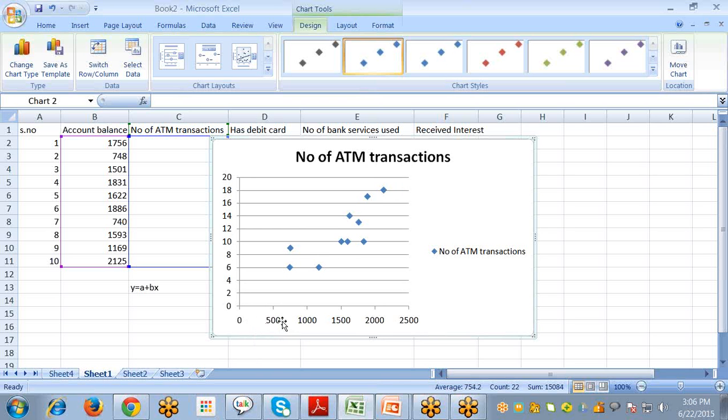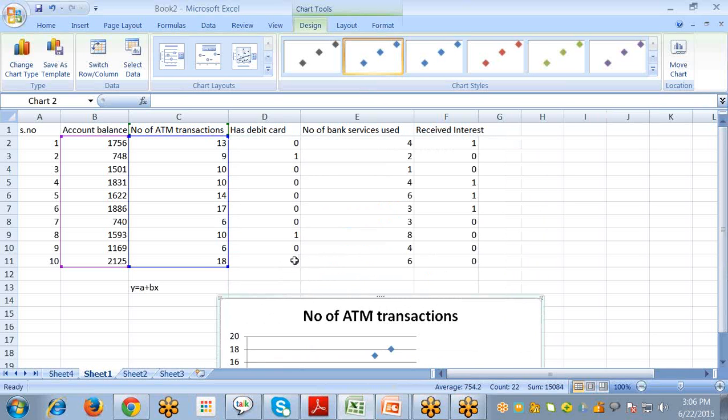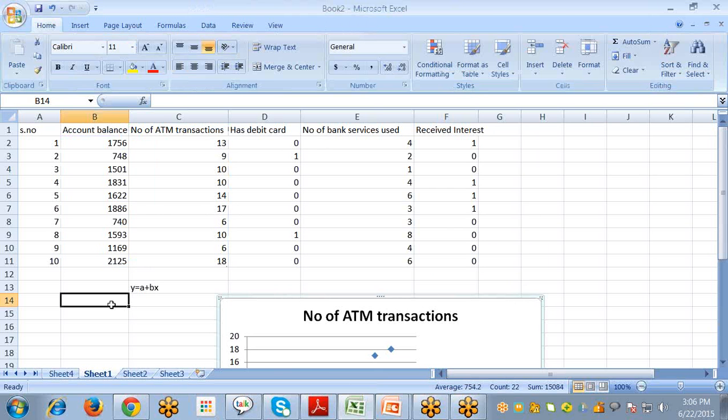Here this shows that if the account balance increases, then the number of transactions also increases. Here is the account balance and here is the number of ATM transactions. So whenever any account balance increases, there is a chance that the number of ATM transactions also increases. So this chart denotes this. Okay, so we find that there is a relationship between account balance and number of ATM transactions.